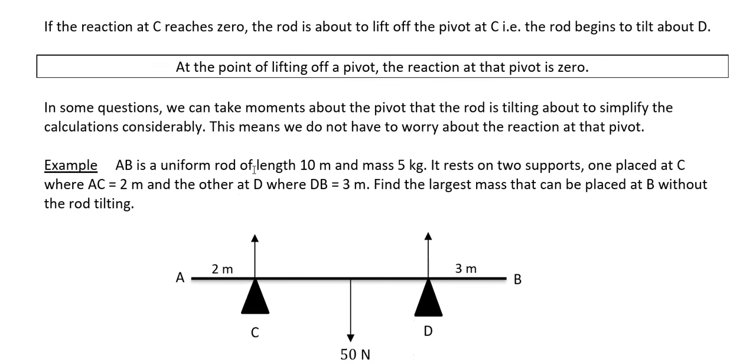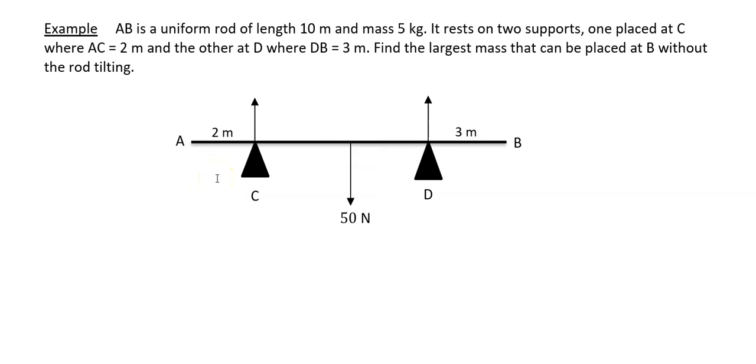Okay, let's look at examples. Much easier once we get on to the examples. We'll just jump straight on to this one. AB is a uniform rod of length 10 meters and mass 5 kilograms. It rests on two supports, one placed at C, where AC is 2 meters, and the other at D, where DB is 3 meters. Find the largest mass that can be placed at B without the rod tilting. So basically it's on the point of tipping and no more. So it's the largest mass that can be placed at B.